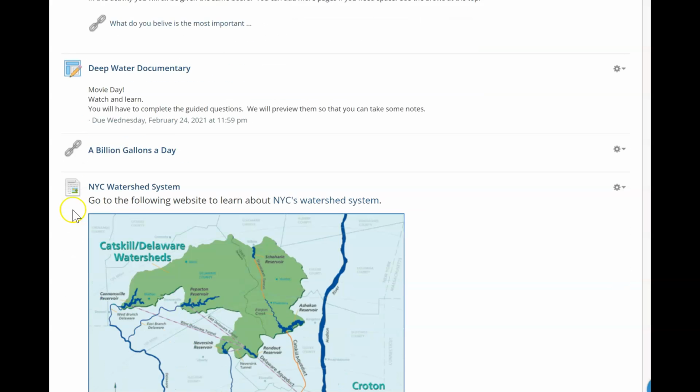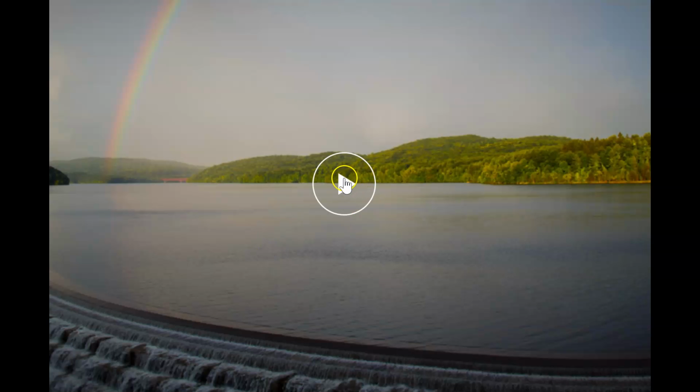The next thing that we watched was this Billion Gallons a Day. So this is another movie, and this is fairly short. So that taps into engagement and representation again, showing visuals. There's a lot of vocabulary in this activity.